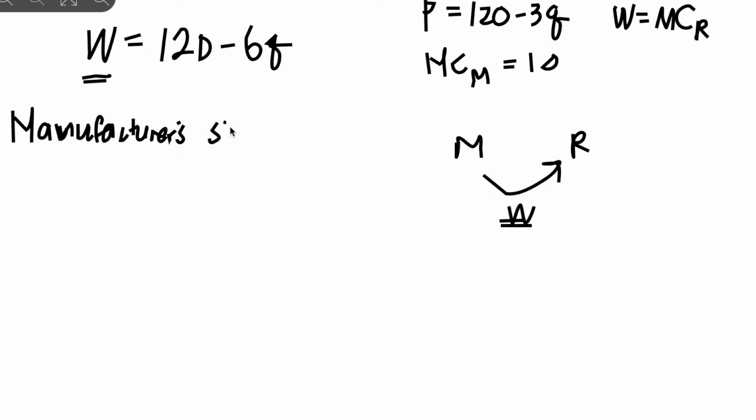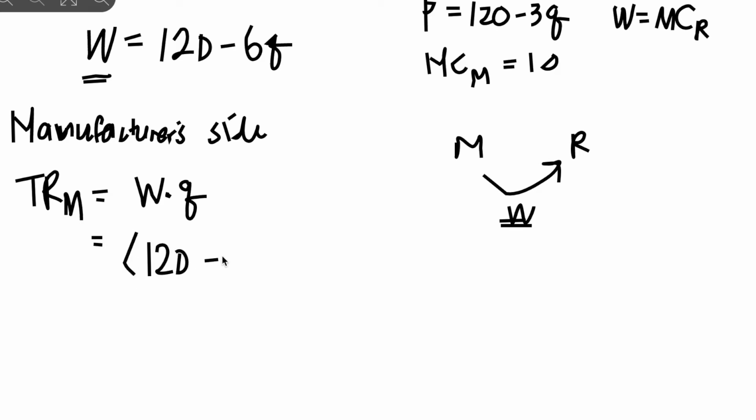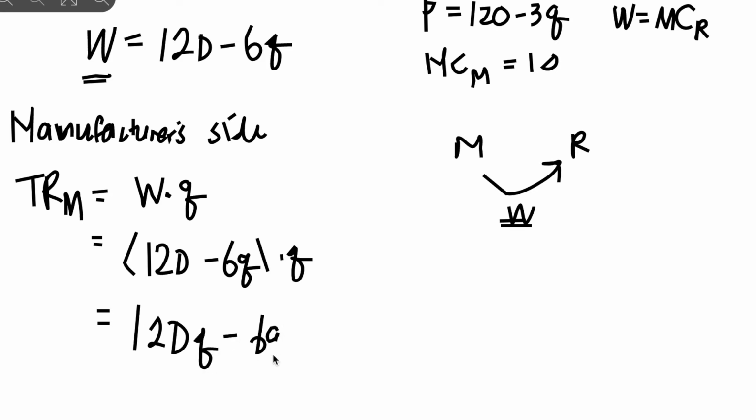Manufacturer's side. So we're going to look once again at the total revenue for the manufacturer, which equals what? Price times quantity. What is the price for the manufacturer? Our demand curve of W, right? W times the quantity becomes the total revenue for the manufacturer, and here we have (120 minus 6Q) times Q. So the total revenue for the manufacturer equals 120Q minus 6Q squared, right?